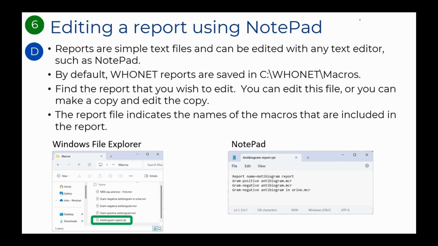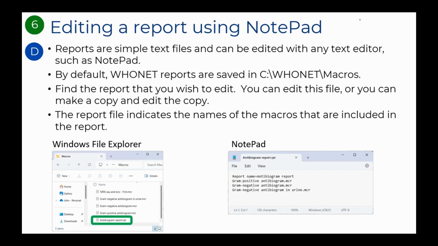Edit reports in this way. Find your report files in your WHONET macros folder, as you can see below left. You can edit one of these existing files, or in Windows, you can use Copy, Paste, and Rename to create a new report. Open the report that you wish to edit in Notepad, as you can see below right.